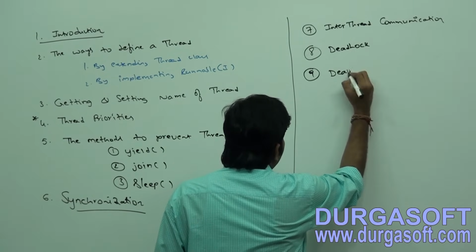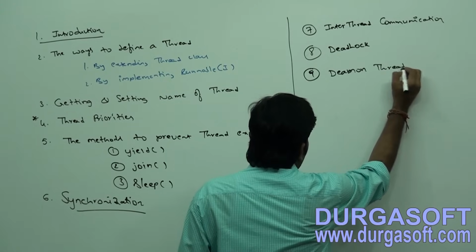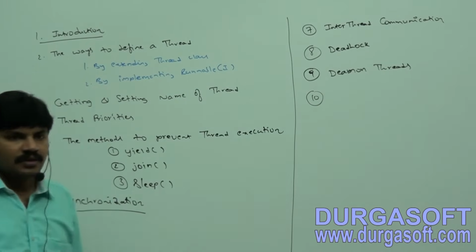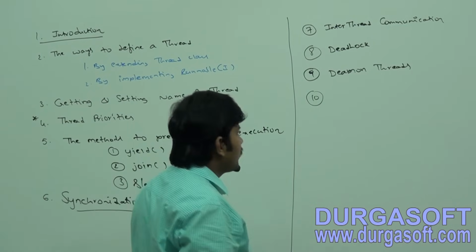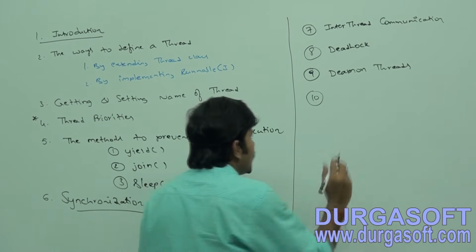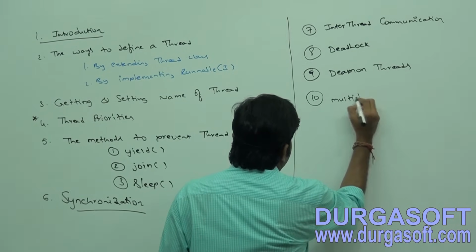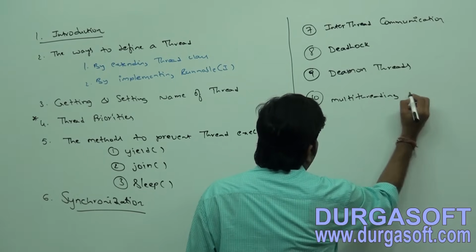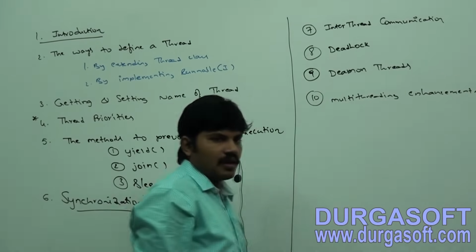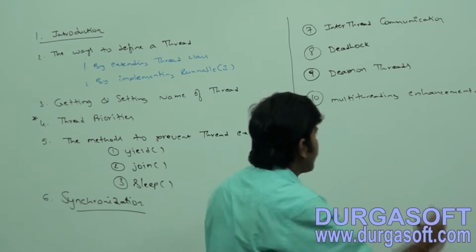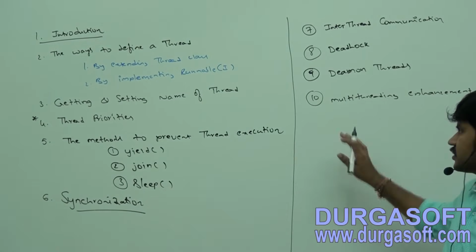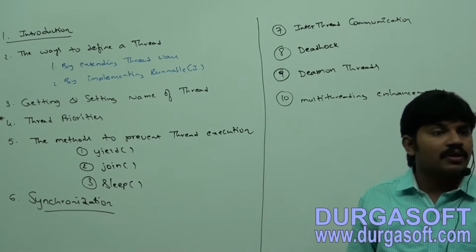After deadlock, the next topic is daemon threads. After daemon threads, there are several enhancements, the multi-threading enhancements. These are things I will explain: the lock concept, reentrant lock, thread group, thread local, and the executor framework.